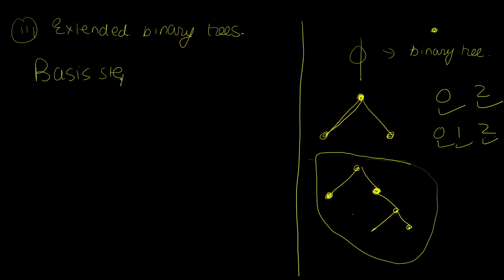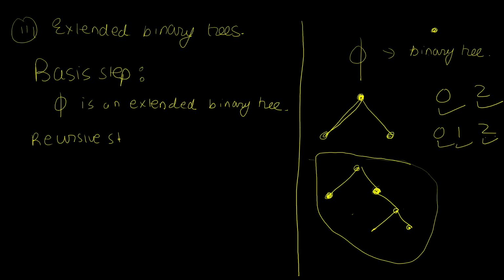I'll write my basis step, and this time on the basis step, I want to start with the simplest term. I want to say that phi is an extended binary tree. And next, let's give our recursive step. Can you see the primary difference between our previous problem and this one? Here we need to achieve a situation where a parent can have only one child. Okay, so we'll say that it can be joined into phi because phi is already an element.